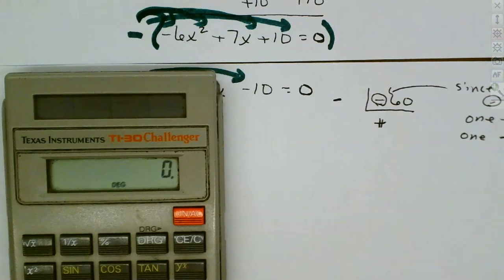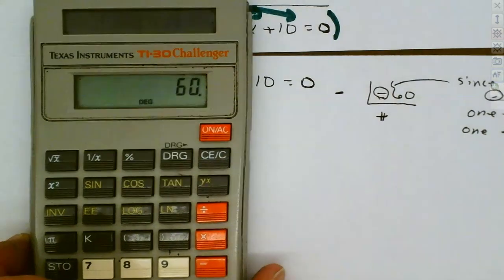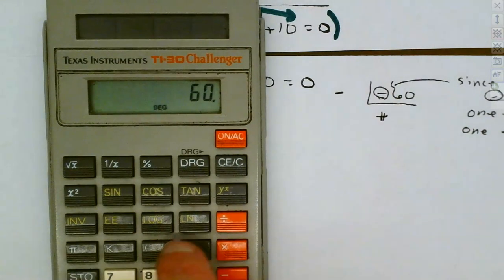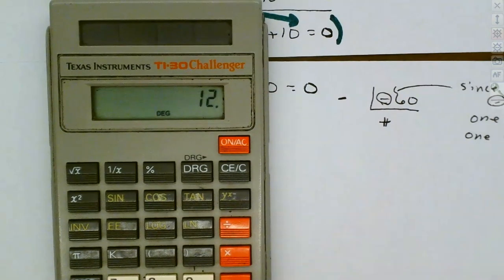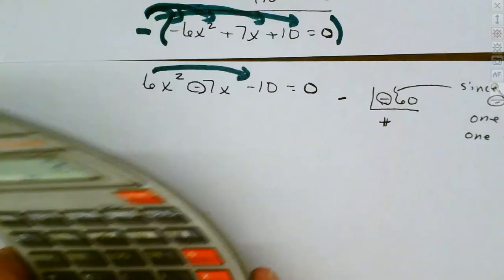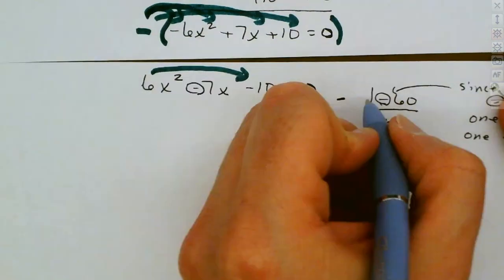So let's try 5. So 60 divided by 5, let's see what we get here. 60 divided by 5 is 12. Okay? And what do we know about 12 minus 5? What's 12 minus 5? 7. And isn't that what I want? Yes. So what are my two numbers?